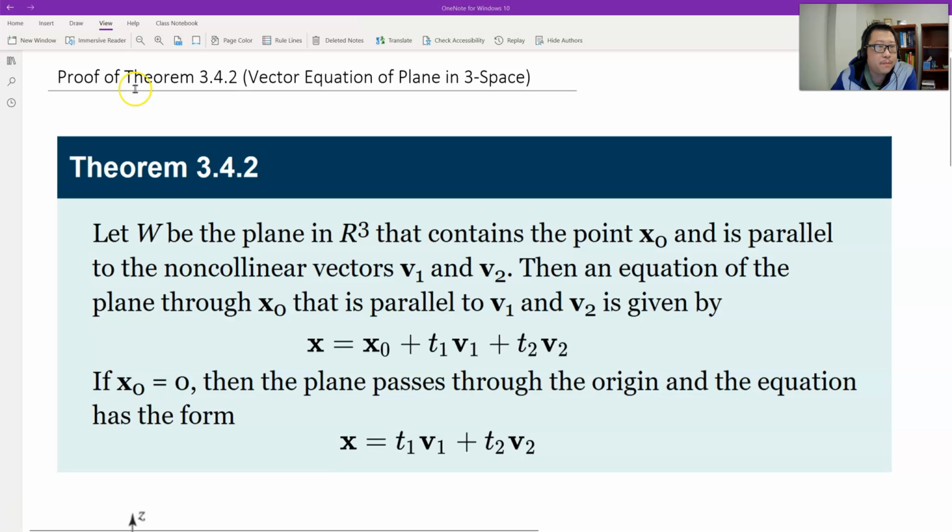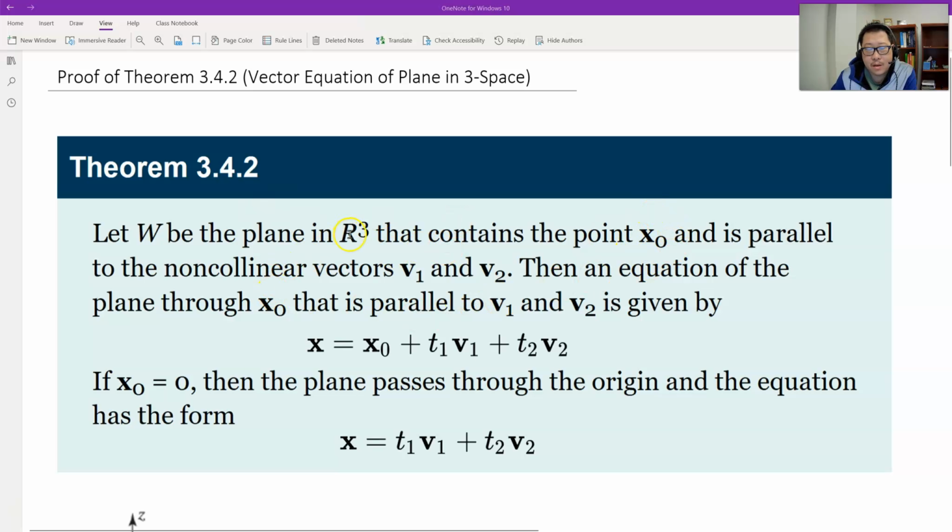In this video, let's prove Theorem 3.4.2, which is a vector equation of a plane in 3-space. We do have a point-normal equation before, right, for a plane. Here is another type of equation.